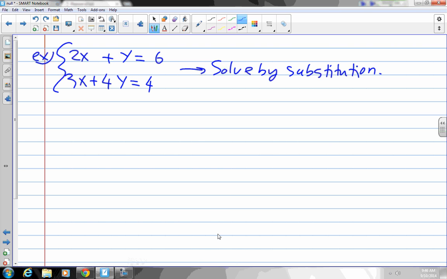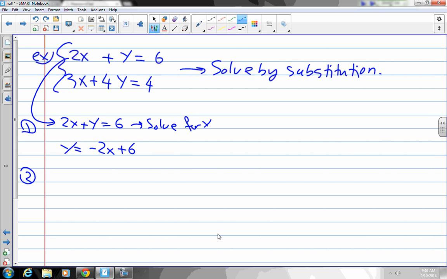So let's do this one really fast. So which variable did you solve for? Yeah, so there's the easiest one. The only one without the coefficient is easy to solve for. So from the first equation, 2x plus y equals 6, we're going to solve for y. So that gives you y equals negative 2x plus 6. Okay, so that's the first step.